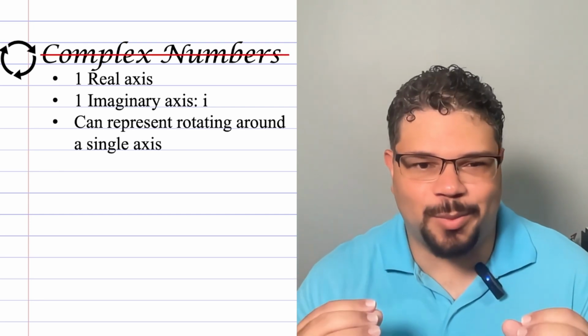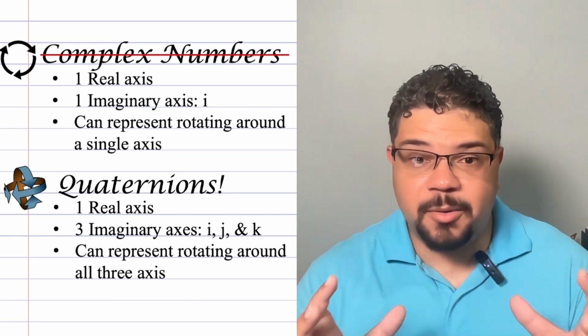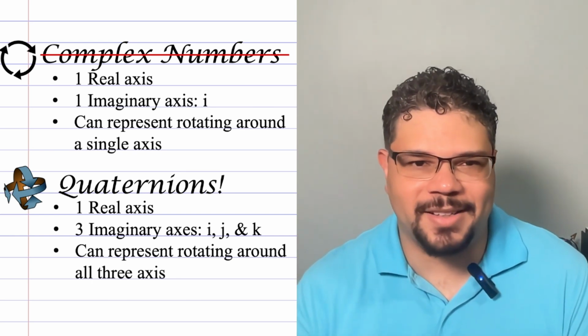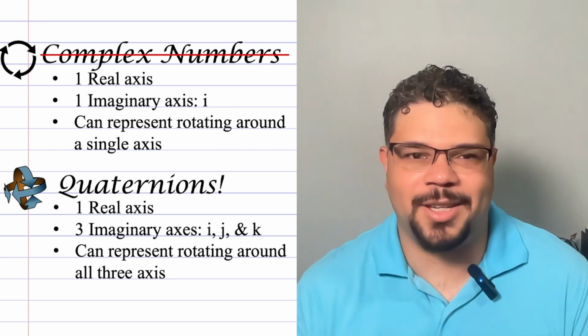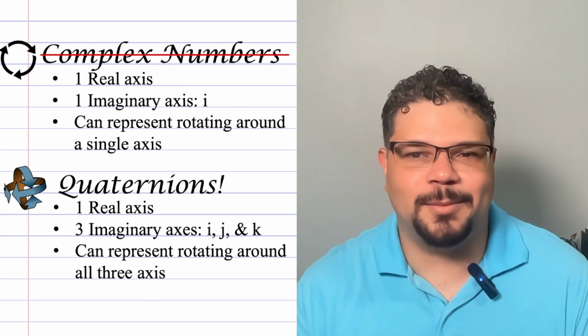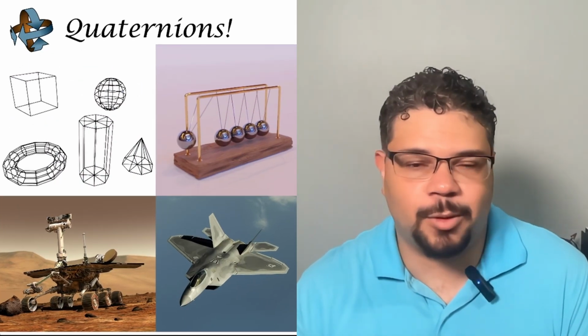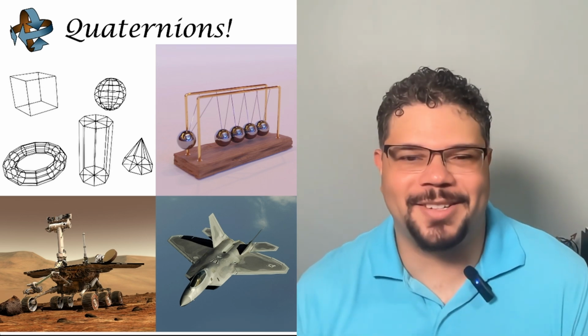We need something with more power. Quaternions are imaginary numbers, but upgraded with 3 different imaginary axes, i, j, and k, allowing them to represent rotation in any of the 3 dimensions. Understanding quaternions is vital for studying anything that moves in 3D, including the fields of computer graphics, physics, aerospace, and robotics. But quaternions deserve to be their own topic, so we'll have to cover them when I see you in a future video.